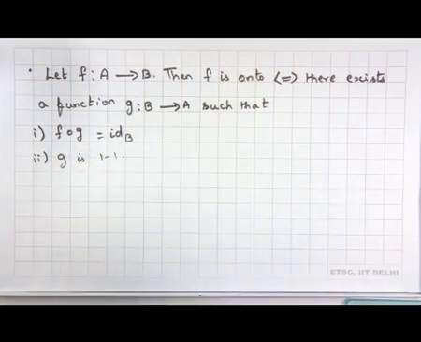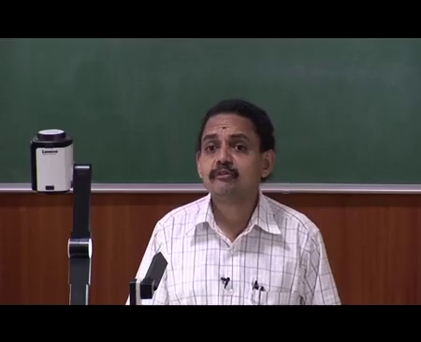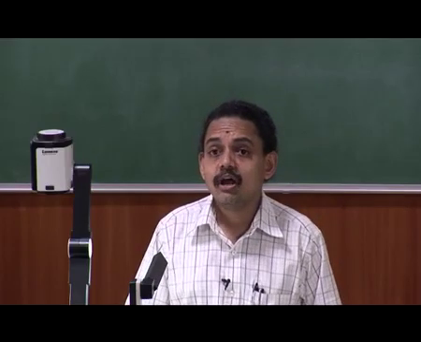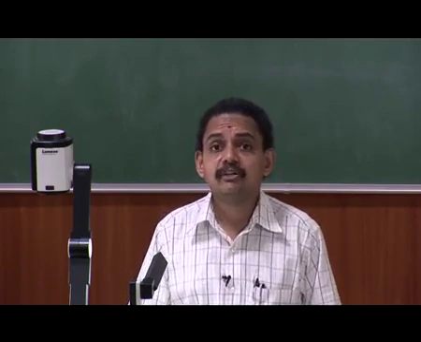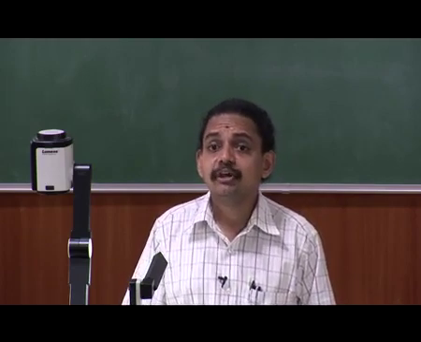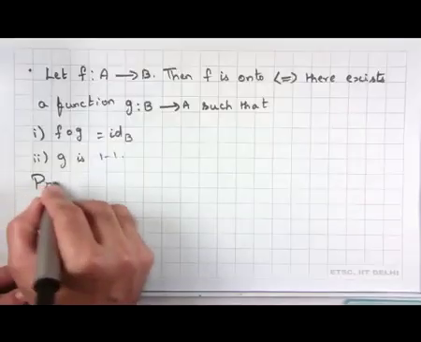So, if you have a 1-1 function, the corresponding function g is going to be onto, and if you have an onto function f from A to B, then the corresponding function g from B to A is going to be 1-1. Fine. Let us look at the proof of this.